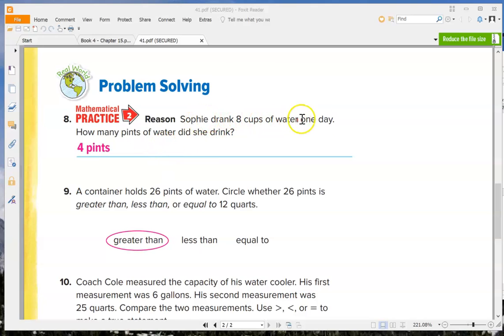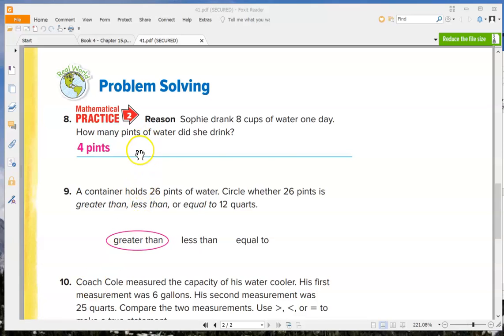Sophie drank 8 cups of water one day. How many pints of water did she drink? The answer sentence should have words like she or Sophie. And ooh, that's super small. Let me see if I can get that a little bit bigger here. I'm going to pause the video and get that bigger so you can read those answer sentences.